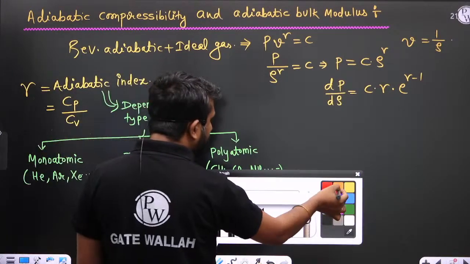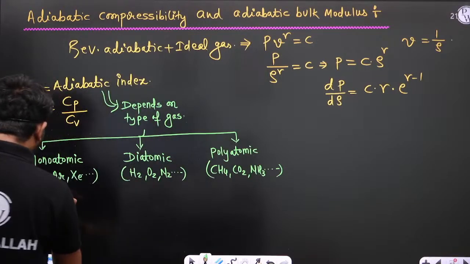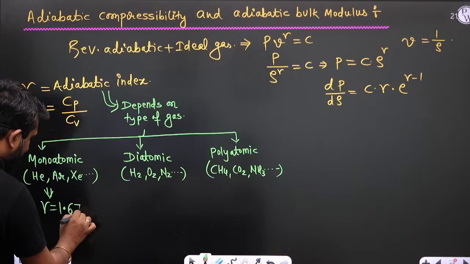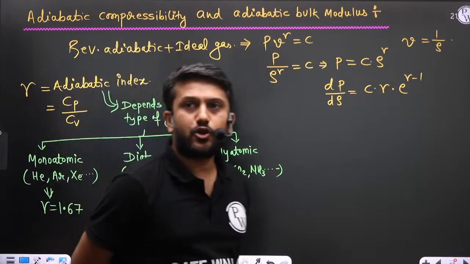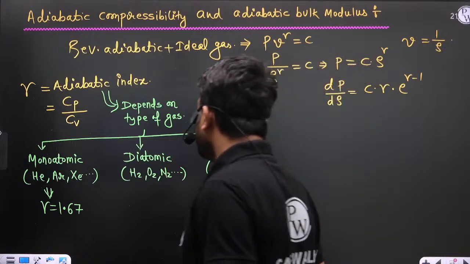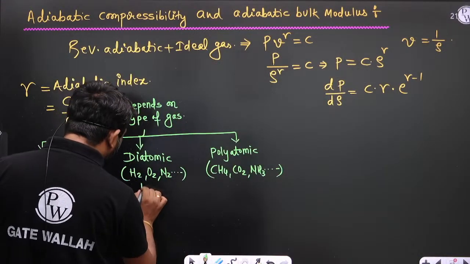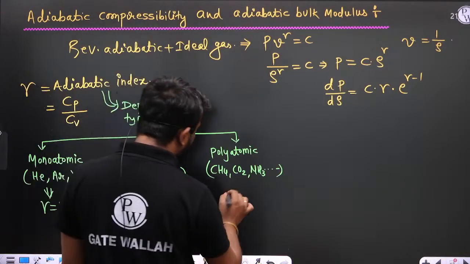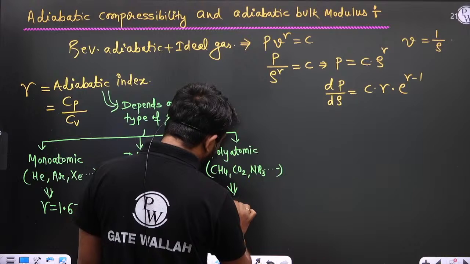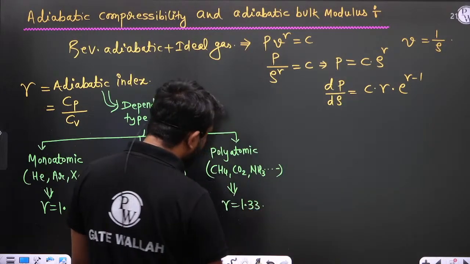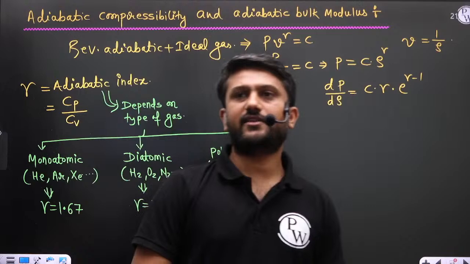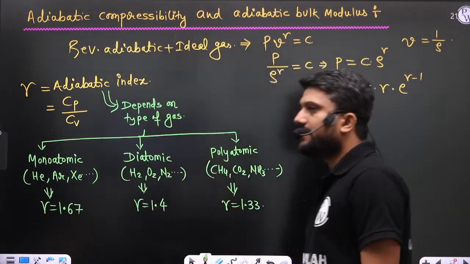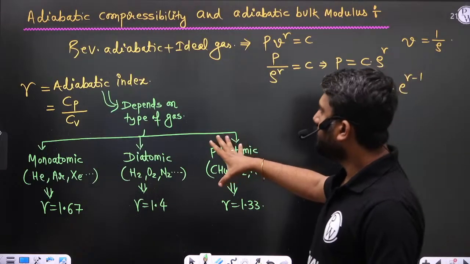So in case of monoatomic gas, what is the value of gamma? That is 1.67. For diatomic gas, the value of gamma is 1.4. And for polyatomic gases, gamma is 1.33. So the value of gamma, which is the adiabatic index, depends on the type of the gas. Remember this part.